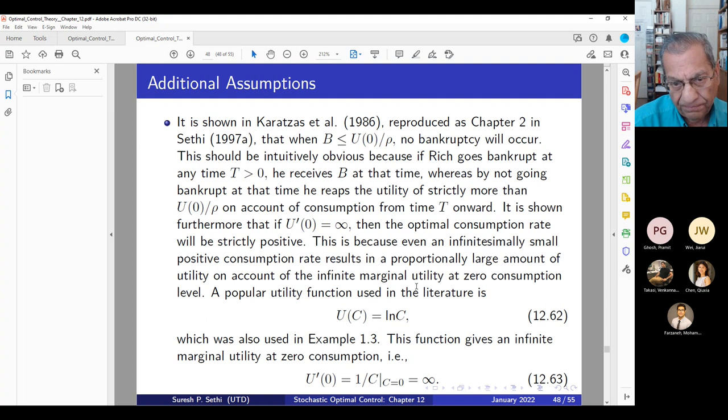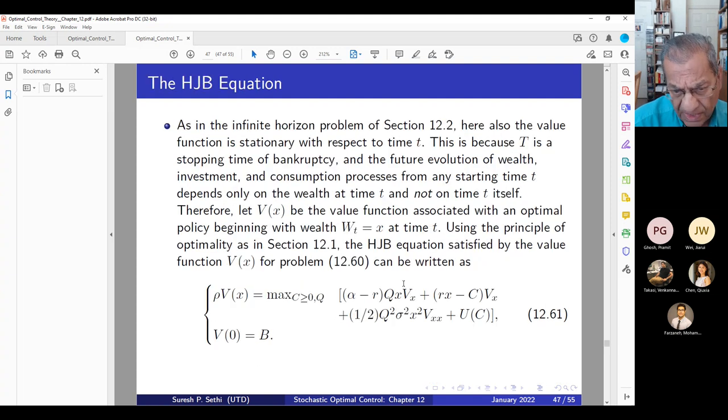Okay. So we have drift times V sub X, then diffusion times V sub XX, and the objective function integrand. We need to solve this problem. And Merton solved this problem in 1973, but solved it wrongly for some cases and correctly for some cases. And we're going to get to this soon.